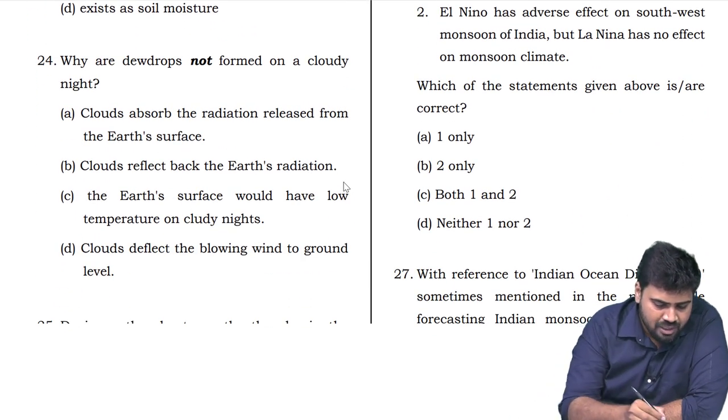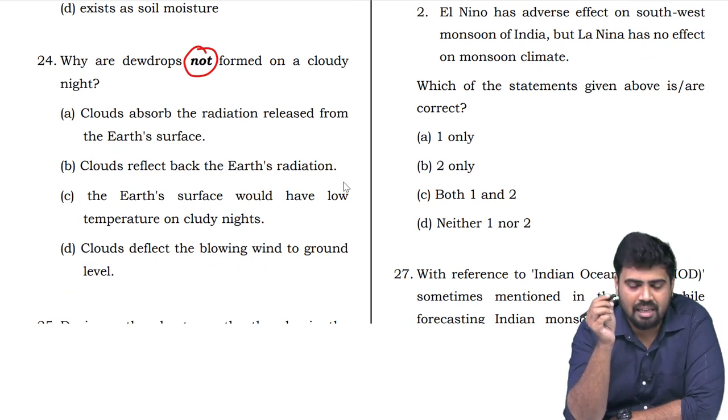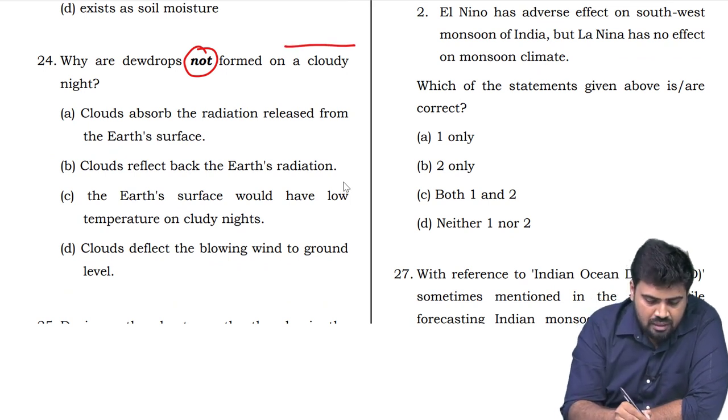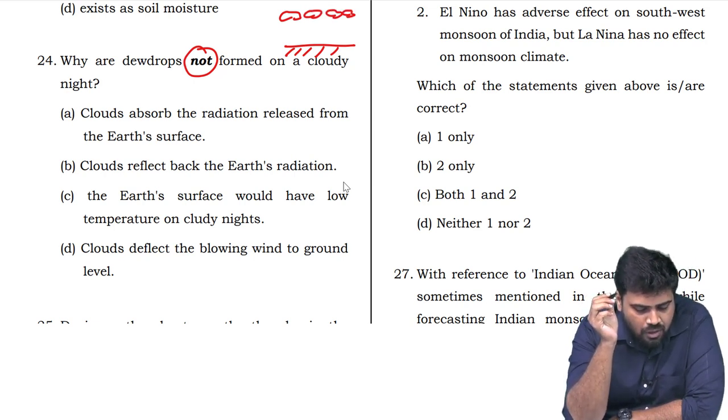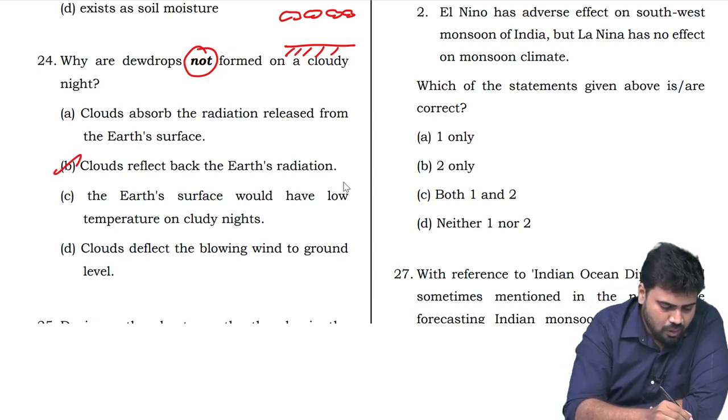24. Why are dewdrops not formed on a cloudy night? Consider this a surface. When there is a cloudy night, dewdrops are generally not formed. What is the reason? Clouds absorb the radiation released from the earth surface. Clouds reflect back earth radiation. The earth surface would have low temperature on cloudy nights. Clouds deflect the blowing wind. So the answer is option B.